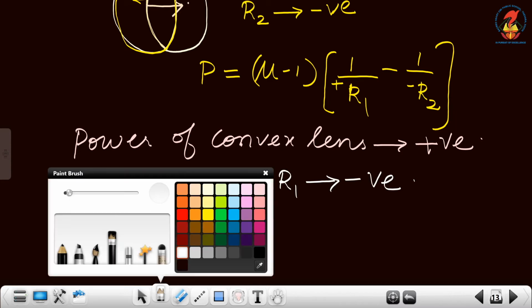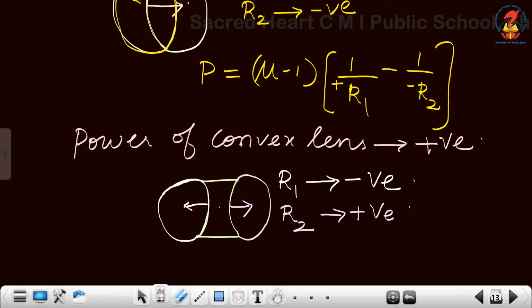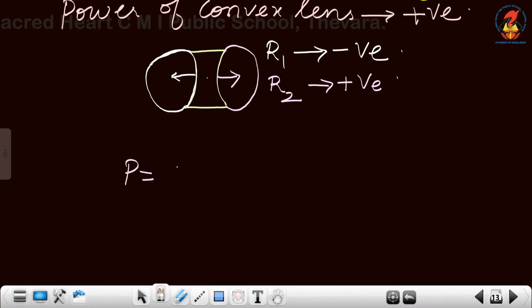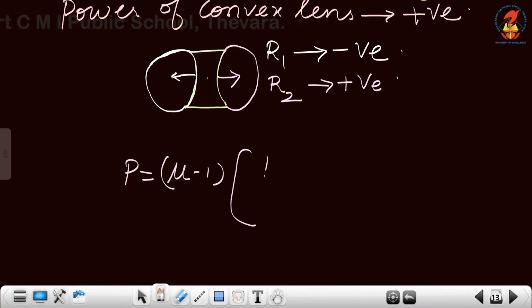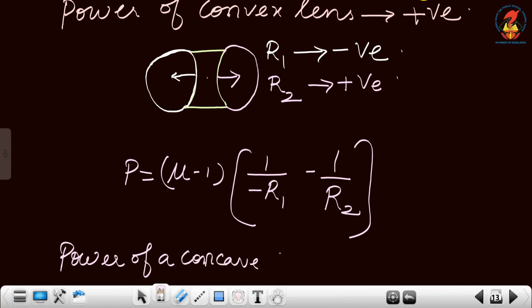Now let us take the next refracting surface. R2 is taken in this direction, which means R2 is taken in the direction of light, so it is positive. So when we substitute the value of R1 and R2 along with the sign convention, what happens? Power is equal to mu minus 1 into, you get 1 by R1 minus 1 by R2. So definitely the power will be having a negative value, which means power for a concave lens is negative.